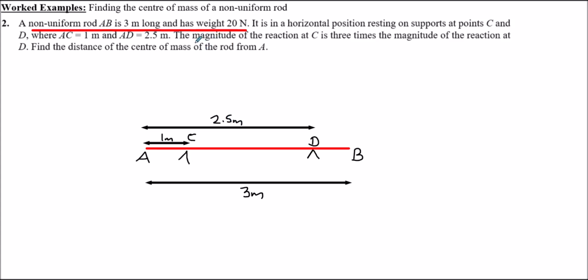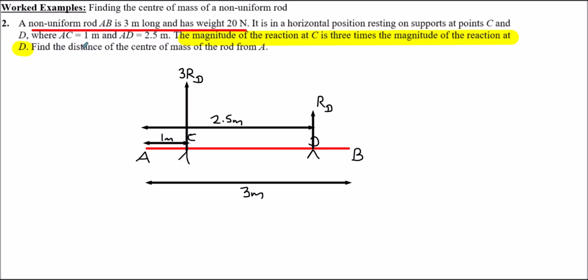Next, we're told that the magnitude of the reaction at C is 3 times the magnitude of the reaction at D. So I'm going to label on the reaction at D first of all. Just call this R subscript D. And then we can use the fact that the reaction at C is 3 times the magnitude of the reaction at D to label this one here 3 lots of RD. 3 times the reaction at D will just be 3RD. So the reaction force in total is all in terms of reaction at D.